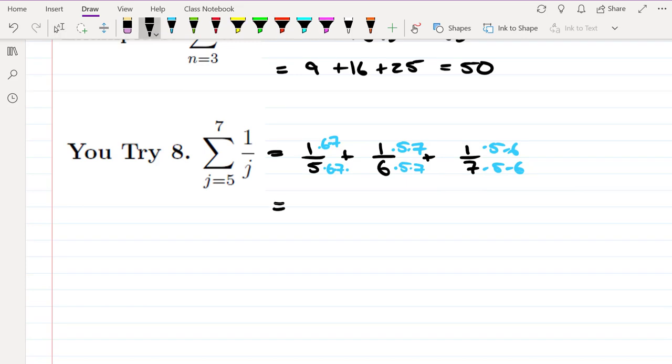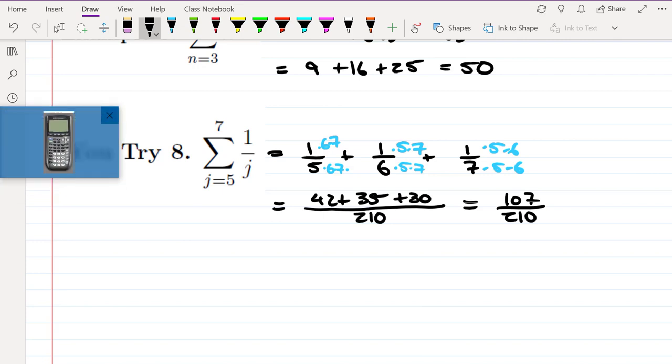So then adding those up, 5 times 6 is 30, and 30 times 7 is 210. So 1 times 6 times 7 is 42, plus 1 times 5 times 7 is 35, plus 1 times 5 times 6 is 30. So then adding 42 plus 35 plus 30 gives us 107 over 210. So the sum as j goes from 5 to 7 of 1 over j is 107 over 210.